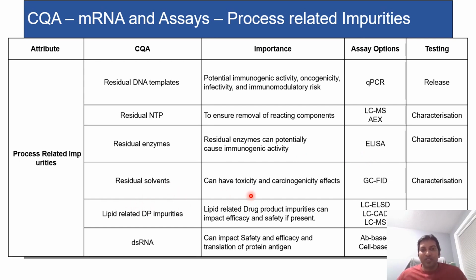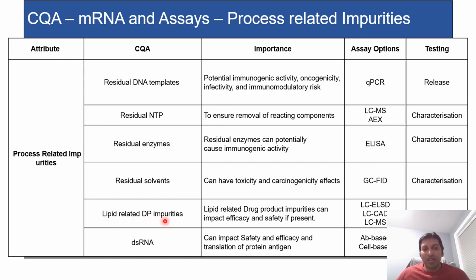For solvents, regular solvents, we look at them because they can cause toxicity and carcinogenicity. Normally these are measured through gas chromatography. We dry them out, and we look at them through gas chromatography.